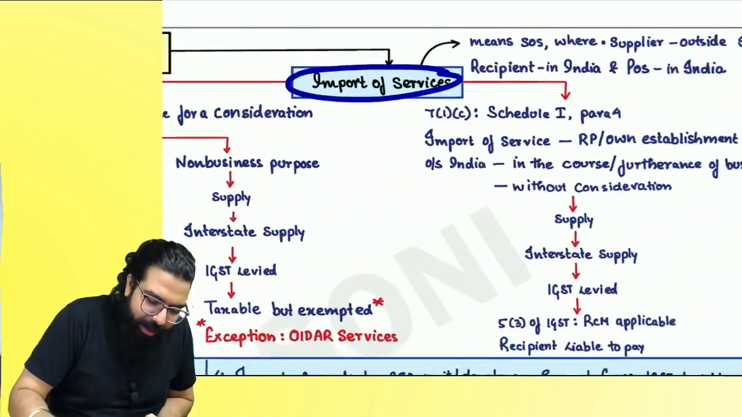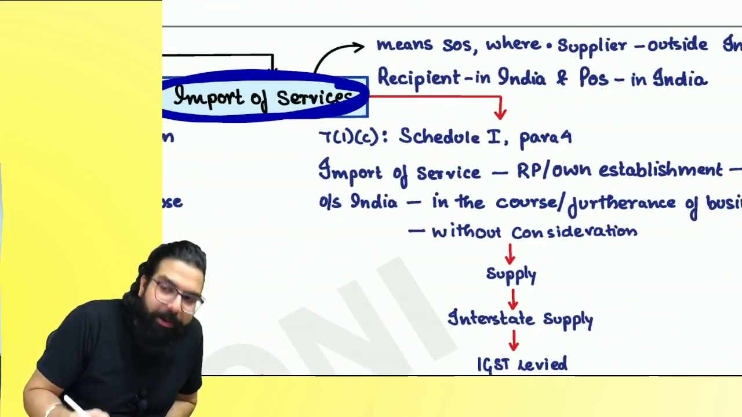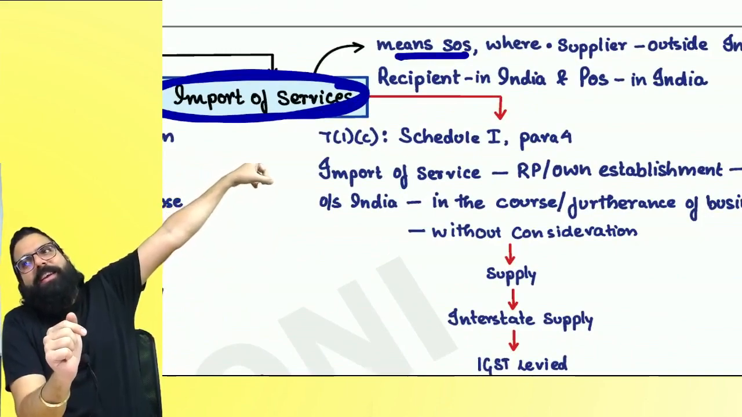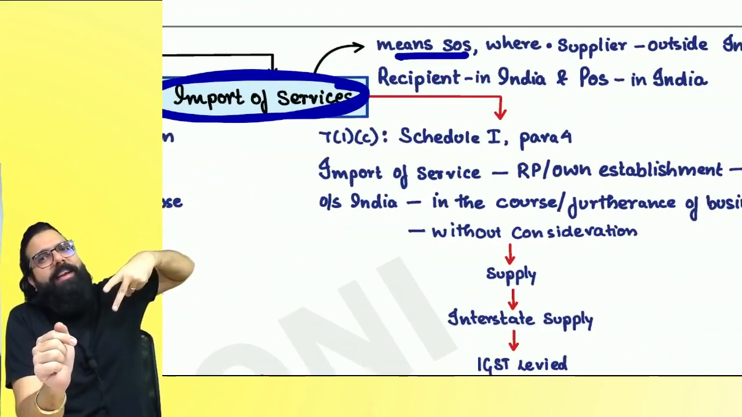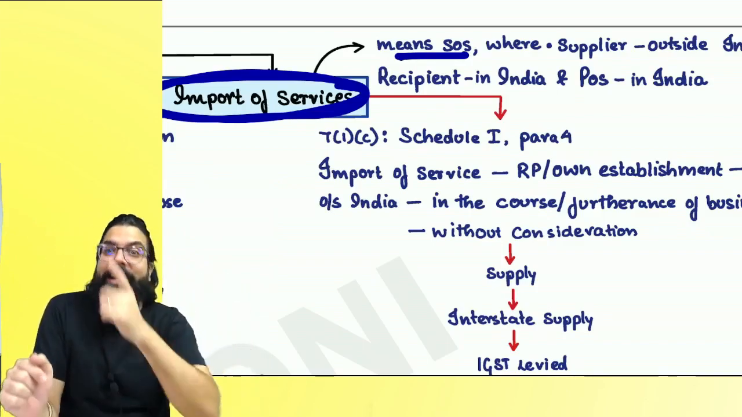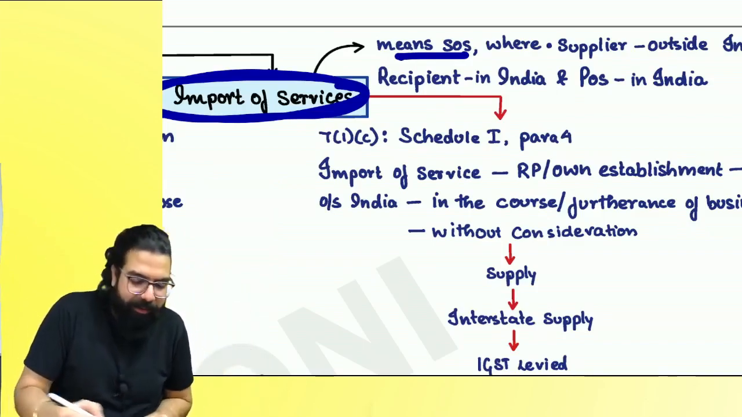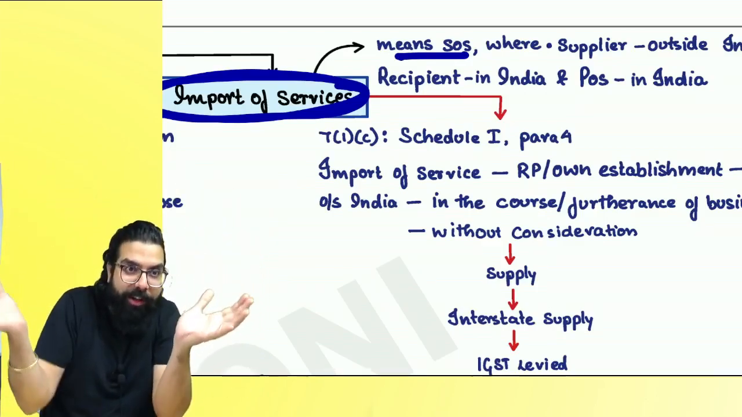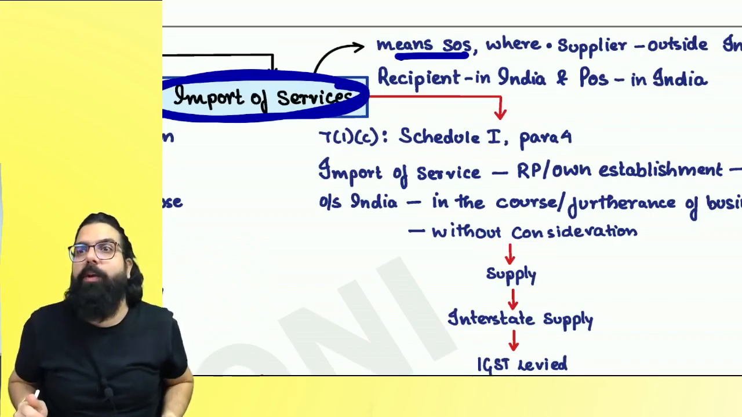Next, everyone, importation of service means supply of service where the supplier is outside India, the location of the recipient is in India, and the place of supply is also in India. Then it is importation of service. Now what I'm giving you is a complete linking. Slowly your GST is getting linked everywhere. Can I go ahead, everyone?